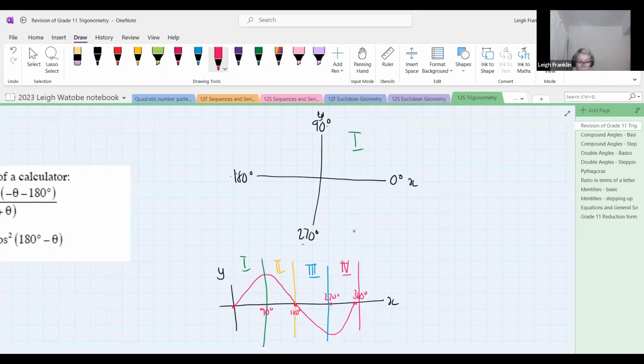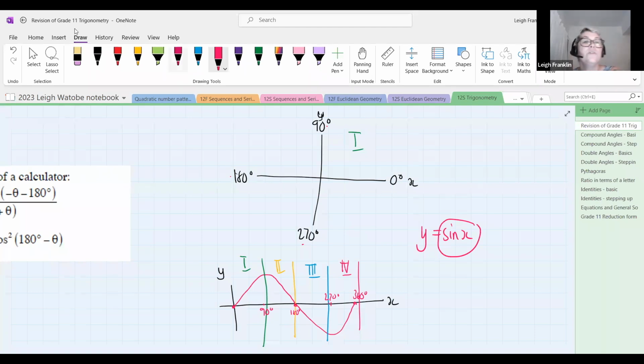Okay, so when we say to you that sine theta is positive in quadrants 1 and 2, it's because your graph is above the x-axis where y is positive. So that's why if I say y equals sine x, this is what is positive in quadrants 1 and 2. Okay, that's why when we work in quadrants 3 and 4, we end up with negative values, because the graph is below the x-axis where y is negative.